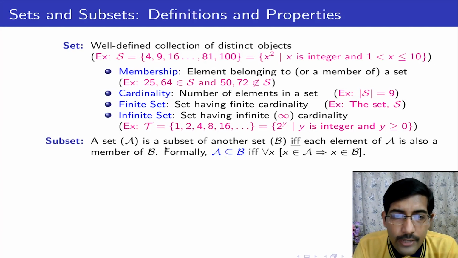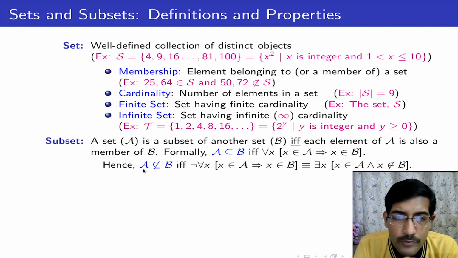We call a set A a subset of another set B if every element of A is also a member of B. Formally we write that A is a subset of B by this notation, where for all x, every element x of A implies that that element also belongs to B. So every element of A is present in B.